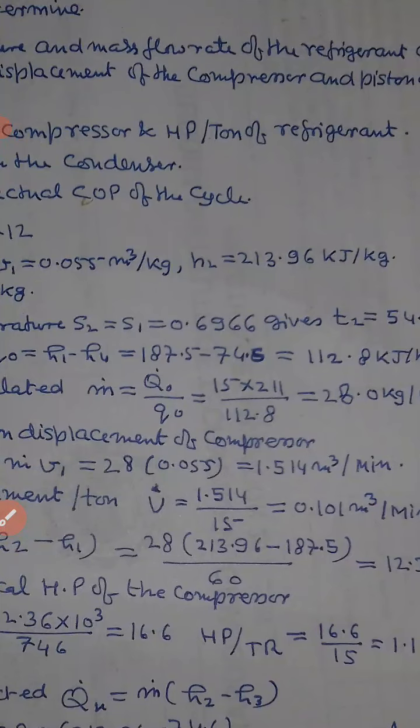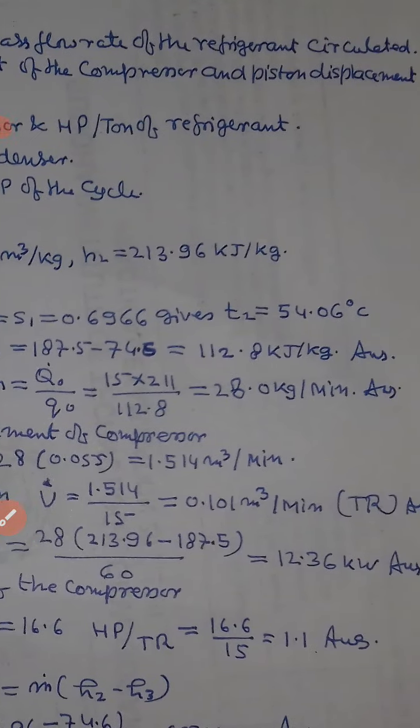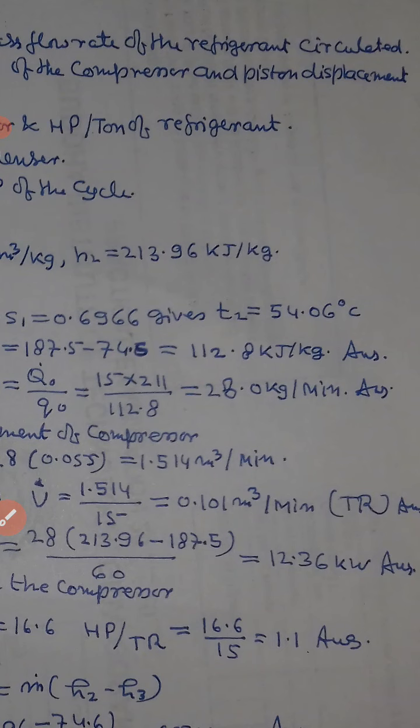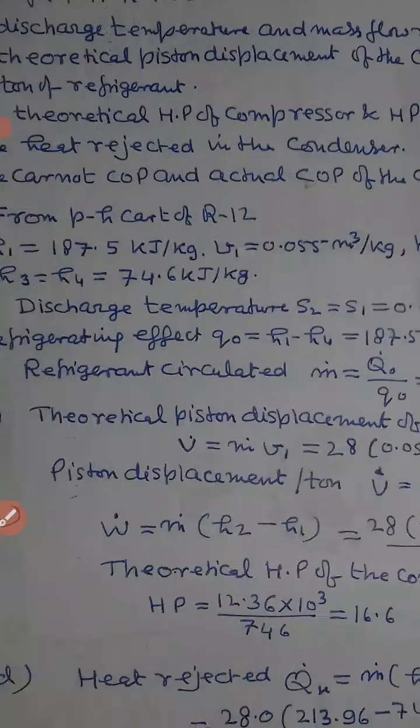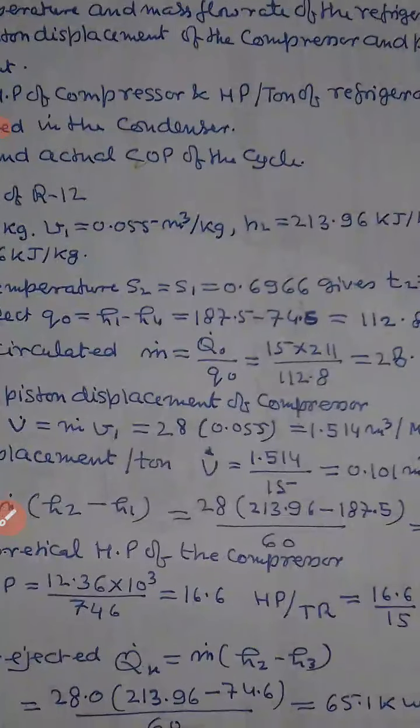15 into 211, or 210 also we can write, divided by 112.8, that gives 28.0 kg per minute. Okay. Next one, B, theoretical piston displacement of the compressor.